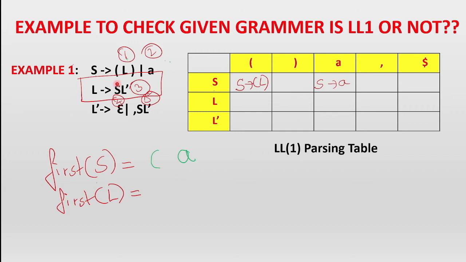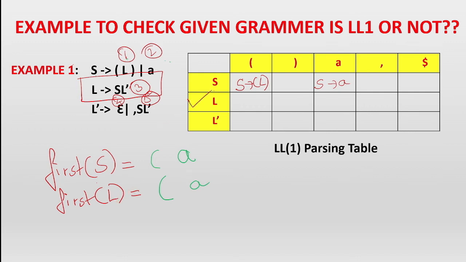S is there and that S is capital. So it is a variable and we want a terminal. First of any variable cannot be another variable. So in this case we have to find the first of this capital S because it is coming on the right hand side at the first place in L production. So what is first of S? We already got this opening parenthesis and A. So now this production number 3 will come in which cells? This opening parenthesis cell and A cell because those are the first of L.